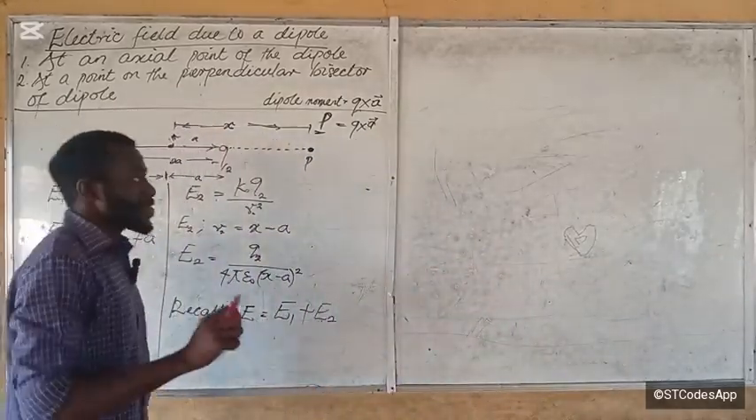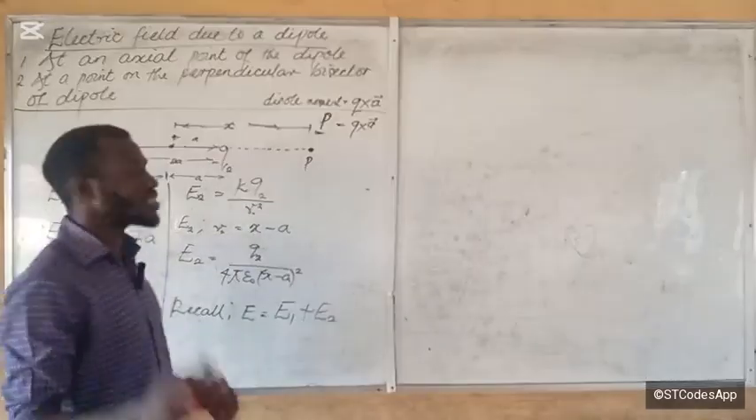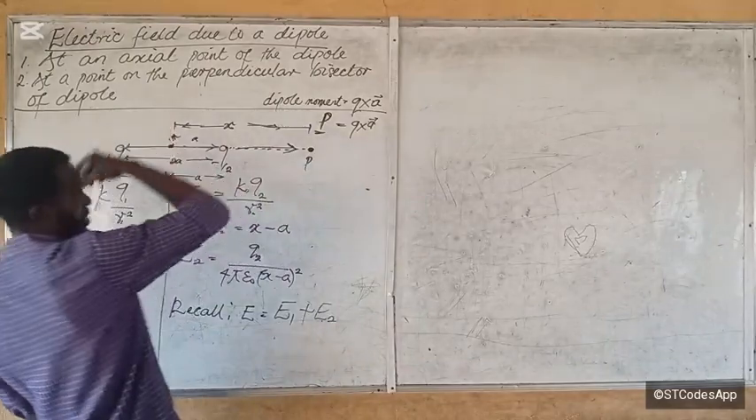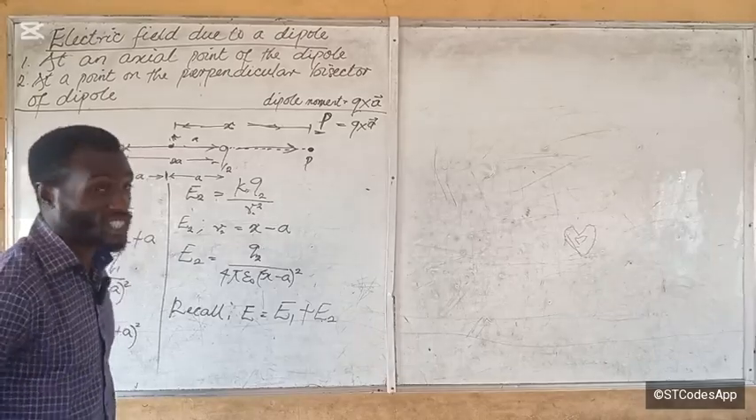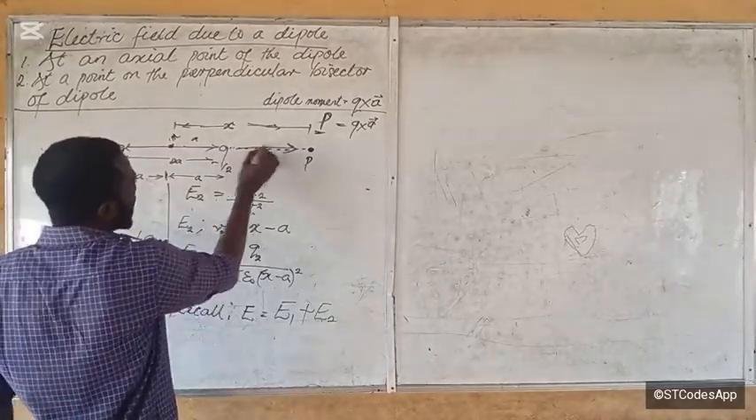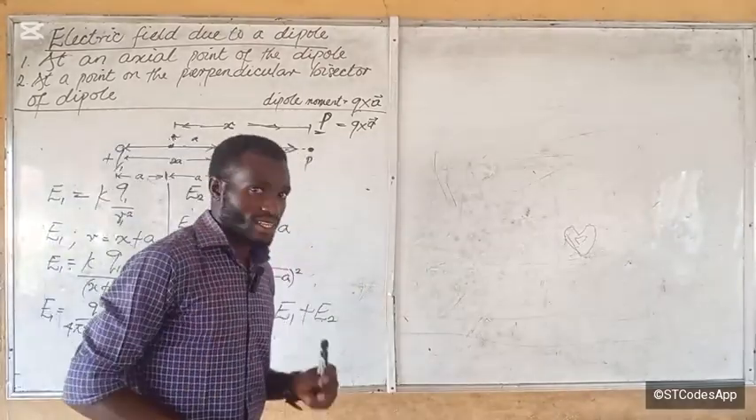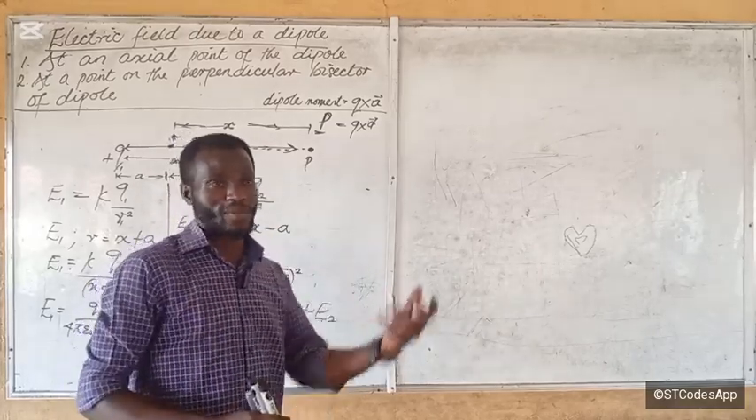But now we have some analysis to make. E1 is going to act in what direction? E1 is going to act in this direction, isn't it? Now E2 is going to act in the opposite direction. Do you understand why? If you understand before I say it, you can put it in the comment section. But let me explain already.